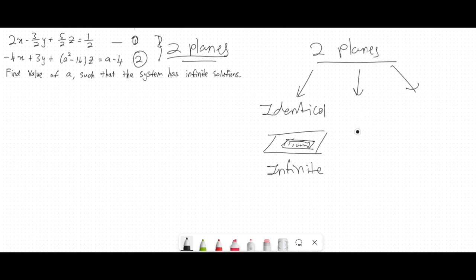Next, they have two planes that intersect each other. Okay, this one plane, and you have another plane that intersects it, like this, intersect. So they will intersect at a line. And as you know, a line goes on infinitely. So this one will have infinite solutions too. Infinite solutions.